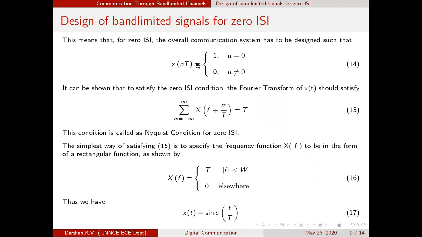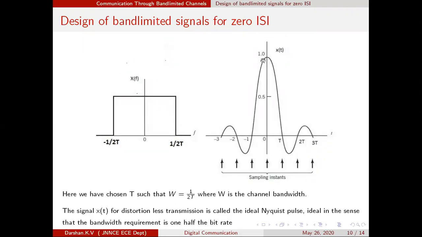Just observe equation number 14. Only at the 0th sample you should have 1. All other samples, that is very important, all other samples should be 0. So that is what is observed over here. At 0 you are having 1, and at all other sampling instants the value is 0.